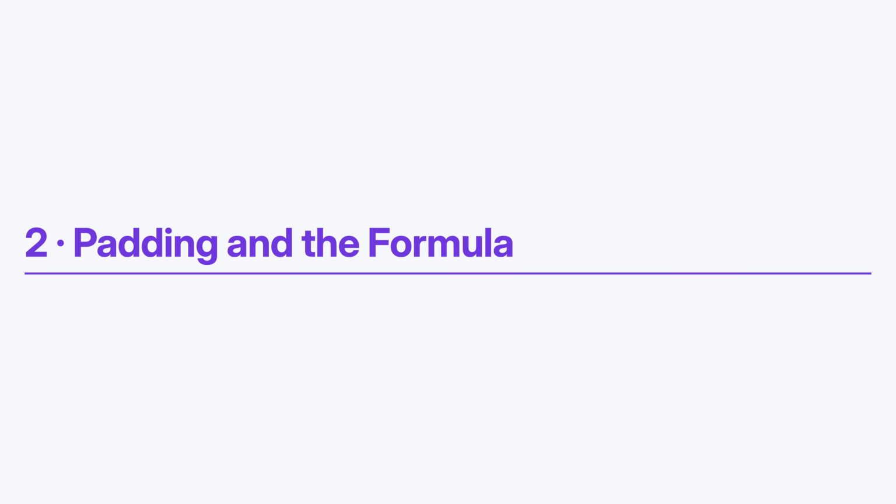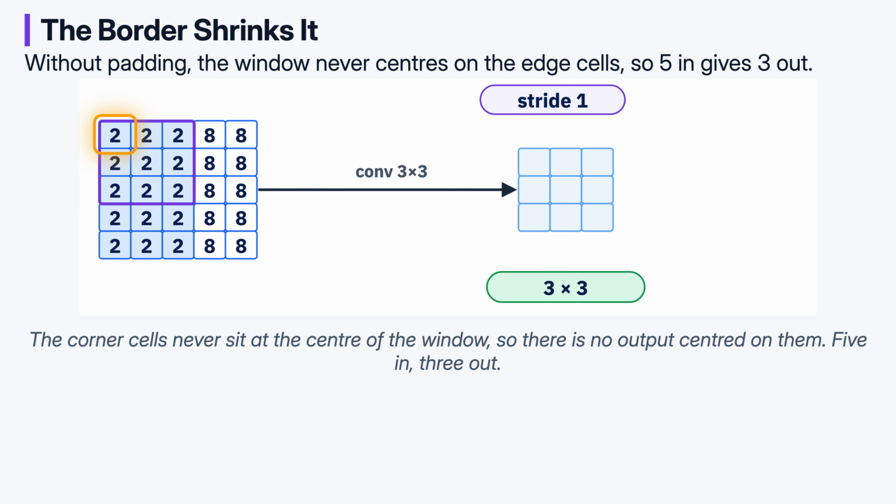Next, padding and the formula for the output size. Padding protects the size when the window reaches the edges. Without padding, look at the top left corner cell. The window can never sit centered on it. The same is true at the bottom right corner. The window cannot reach past the border. So there is no output centered on the edge cells. 5 in gives 3 out, the map shrinks.